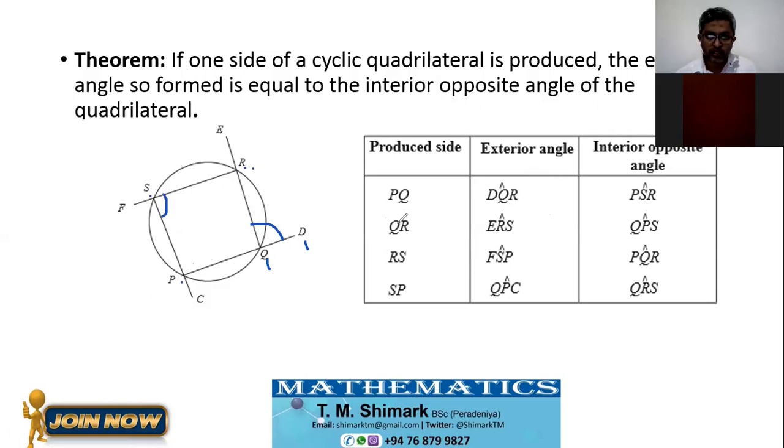And also, if you take QR, it is produced or extended, and E is made. So take the angle ERS. This angle is equal to QPS, the interior opposite angle. This is the angle, QPS. So the red and the red are equal, right? That's what they are saying.